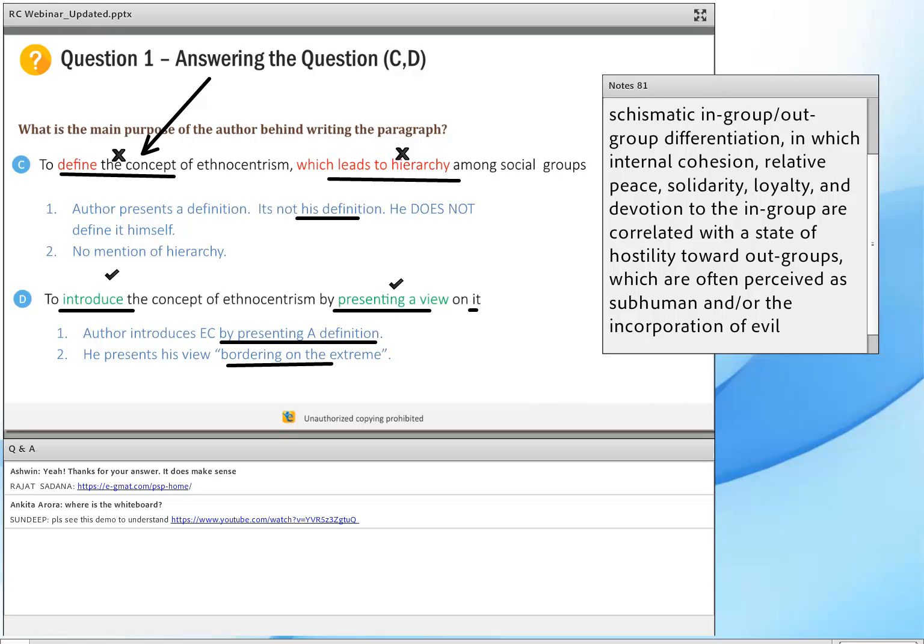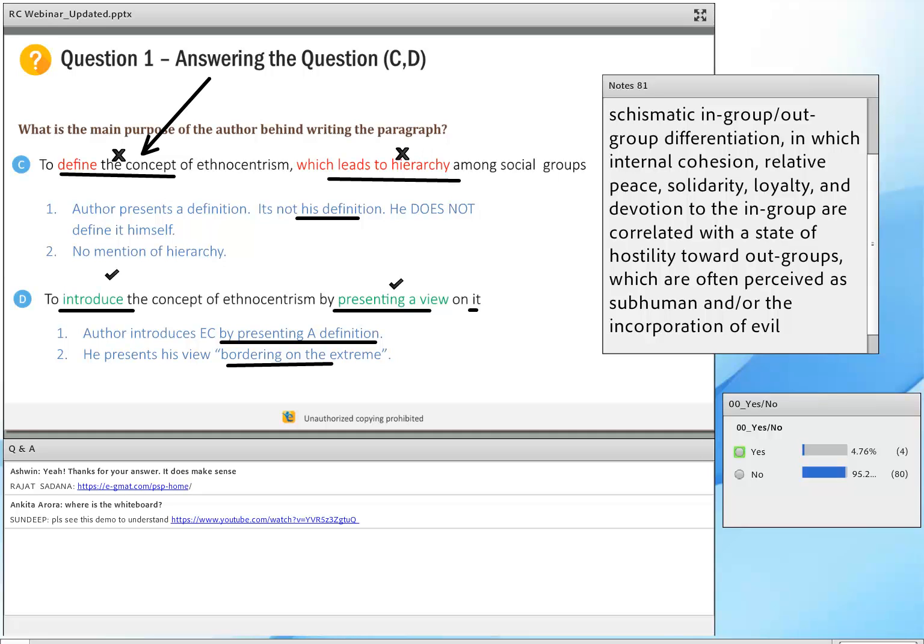This part over here, he calls its definition extreme. Yes, he introduces you to the concept by presenting a definition. Prior to this, did you know what EC was? Prior to reading this passage, did you know what EC was? Yes or no? No, you didn't know. But now after reading this passage, you know what EC is. So there you've been introduced to it.